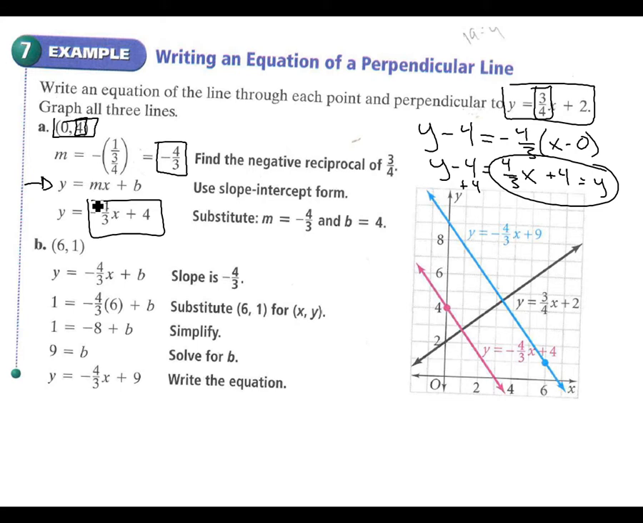Can do the same thing for b with 6 comma 1. We're going to still use negative 4/3. Right? So they use point or slope intercept here. They plugged in 1 for y and 6 for x, and distribute that. You get b is 9, and so rewrite it here. Y equals negative 4/3 x plus 9.